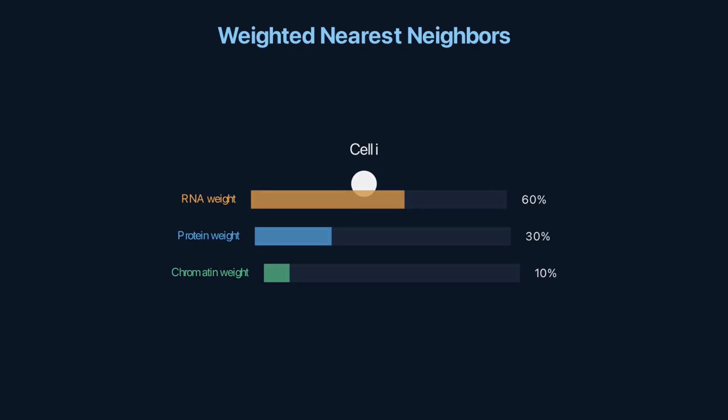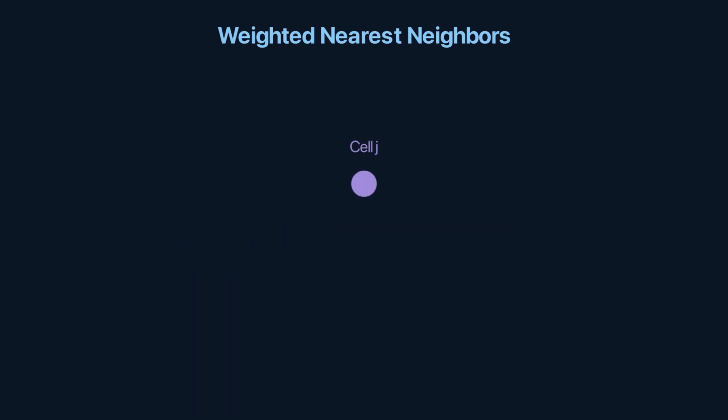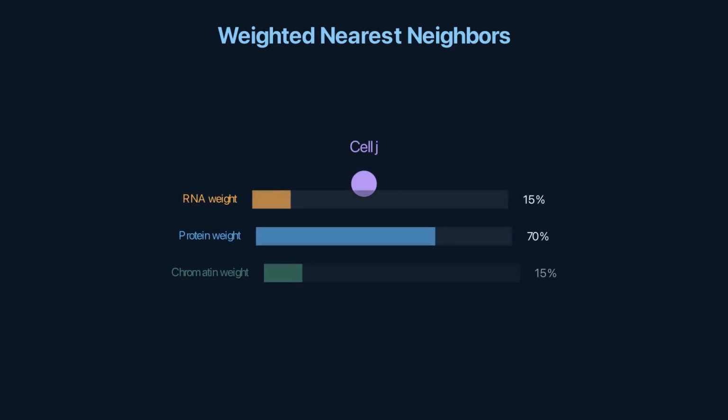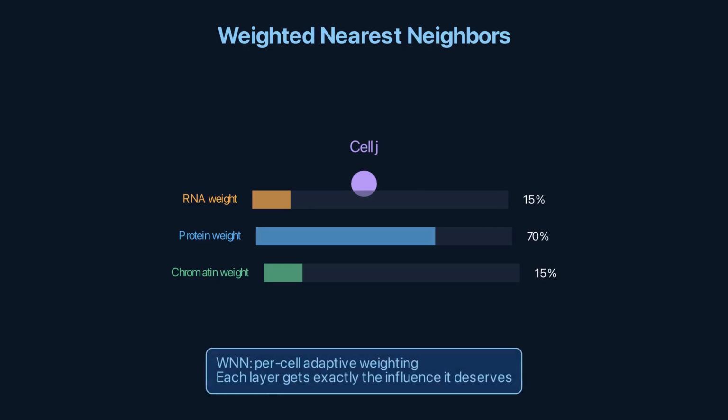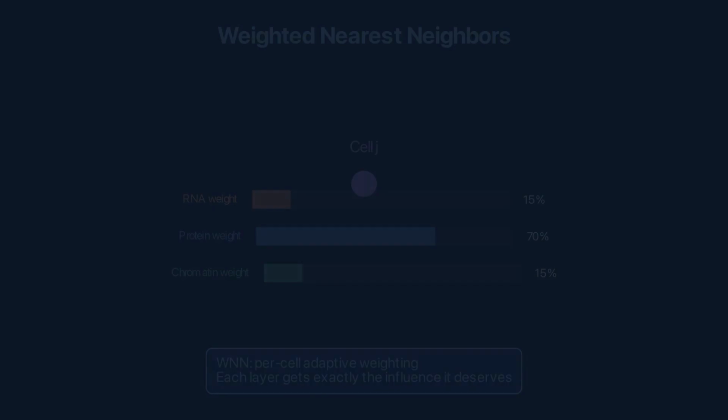Some cells are best defined by their RNA profile. Others are best defined by their surface proteins. The method adapts per cell, giving each layer exactly as much influence as it deserves. This powers the multimodal analysis in Seurat version 4 and 5.